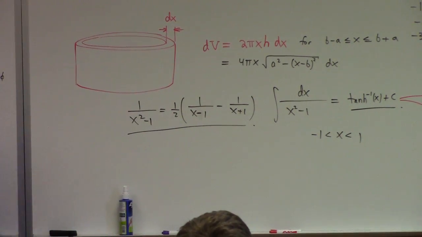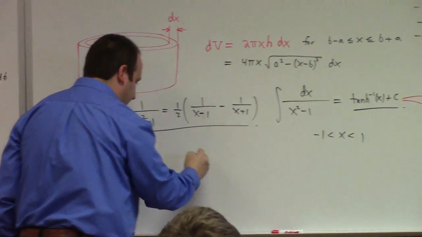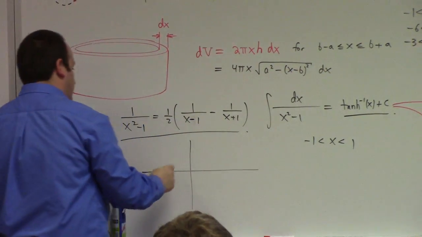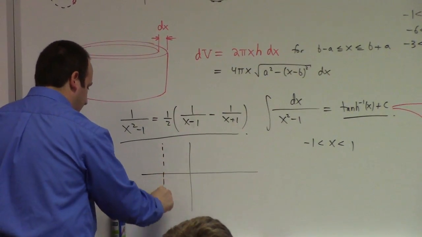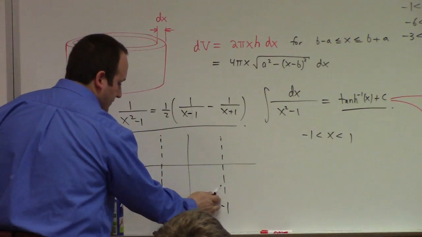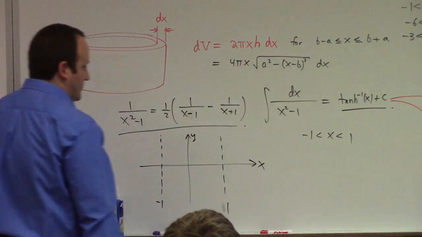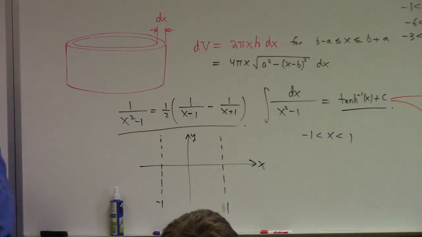So this dx over x squared minus 1 function, the 1 over x squared minus 1 function, it's got vertical asymptotes at 1 and minus 1. I don't know exactly what it looks like, but can you guys tell me? It's something like that again.